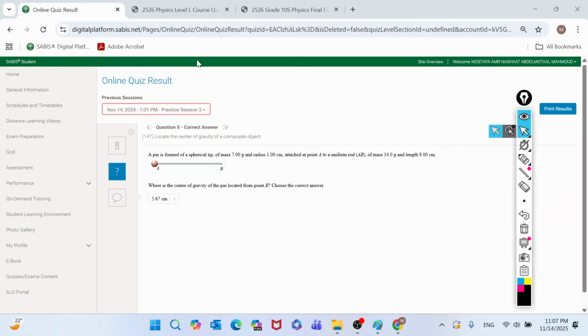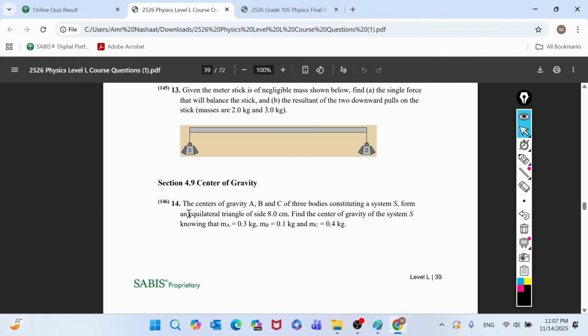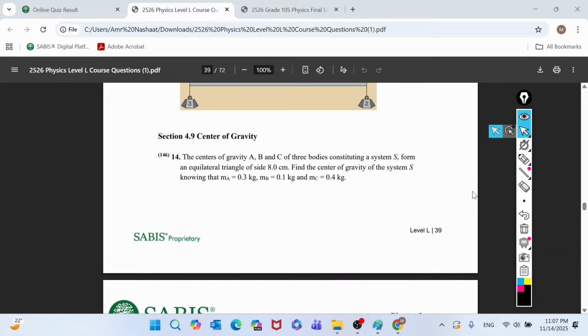Okay guys, center of gravity stuff is hard, so I'm going to solve one more question. I'm going to solve question 14 in the CQD. I'll scroll down a bit so I'll have more space. Okay guys, the centers of gravity A, B, and C of 3 bodies constituting a system S form an equilateral triangle. It's always easy in physics to draw out the given, okay? You have A, you have B, you have C.